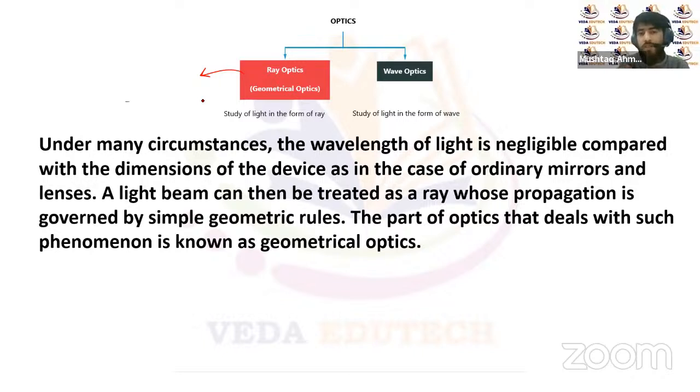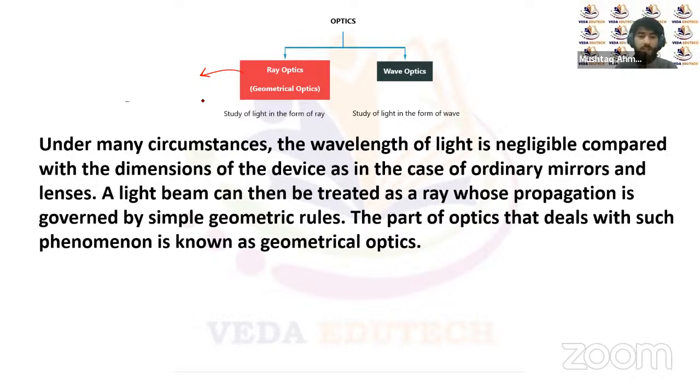While in wave optics, the behavior of light is like a wave, that we studied in EM waves also. So in wave optics, light behaves like an electromagnetic wave. Under many circumstances, the wavelength of light is negligible or very small compared to the dimensions of the object or device, as in the case of ordinary mirrors and lenses, with which the light interacts.